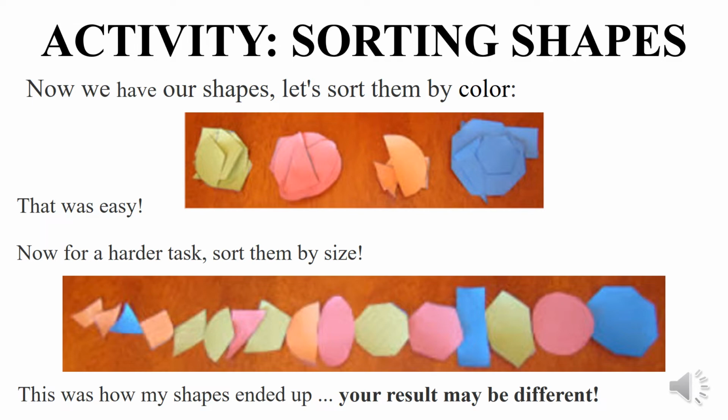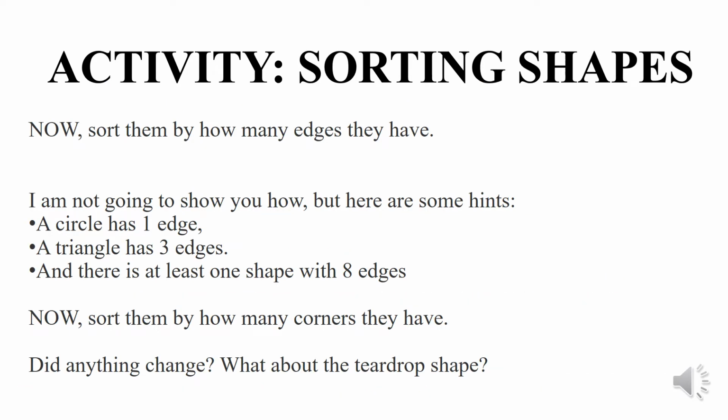This was how many shapes ended up. Your result may be different. Now, sort them by how many edges they have. I am not going to show you how, but here are some hints. A circle has one edge, a triangle has 3 edges, and there is at least one shape with 8 edges.